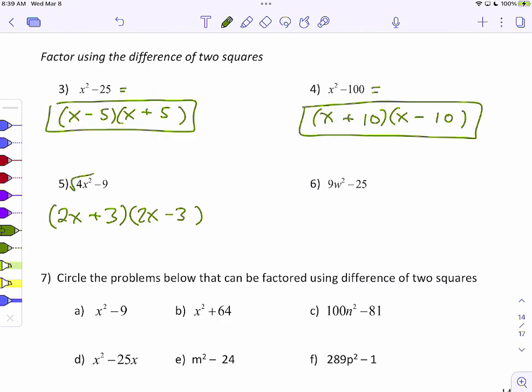It's got to be 2 and 2. It can't be 4 and 1. So you do the square root of 4, you get 2 and 2. You do the square root of x squared, you get x and x. So 2x and 2x. They have to be the same. They have to multiply to 4x squared. And you do the square root of 9, which is 3. So 3 and 3. Now that Kay did 5, you should be able to do 6.